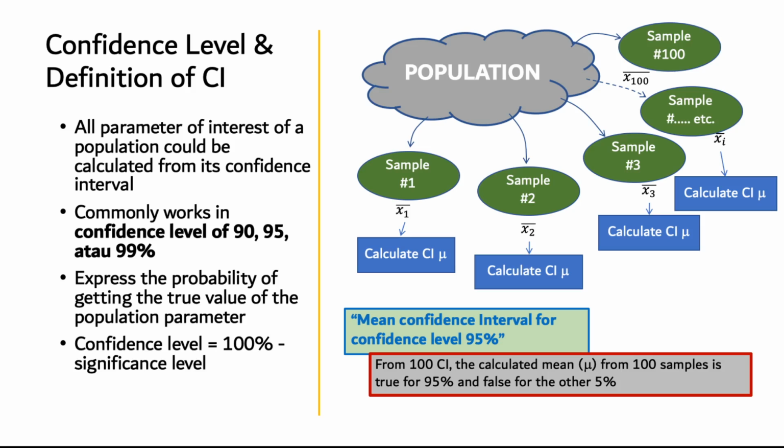Now, if we calculate the confidence intervals at a 95% confidence level, then we can expect 95 of the 100 confidence intervals will contain the true value of the population mean, while the remaining 5 will not. Please note, however, that we cannot be sure which intervals contain the true value of the population mean and which do not. The confidence level reflects opportunity, not certainty.